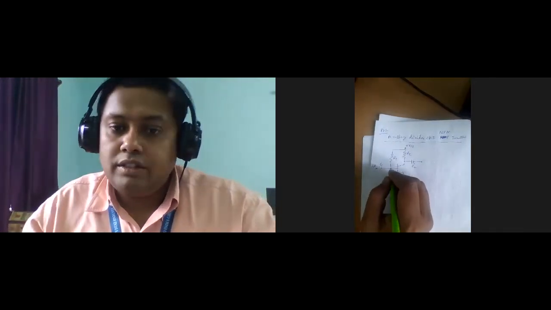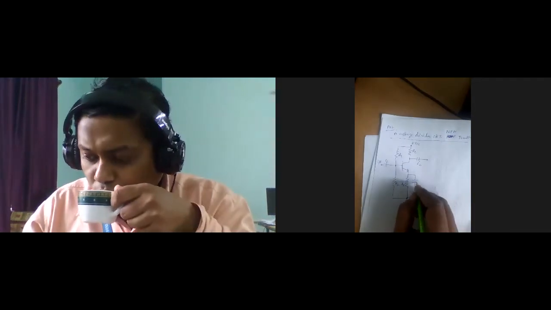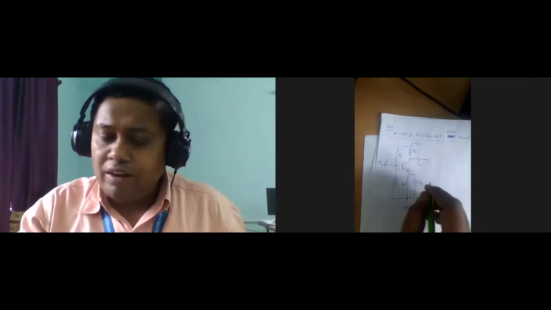Okay, so this is the voltage divider circuit we will introduce. The value of VCC equals 10 volts. We have only 10 minutes for this class, so please join again.